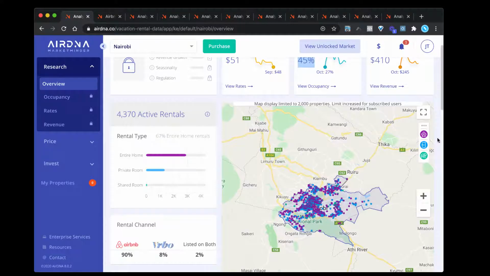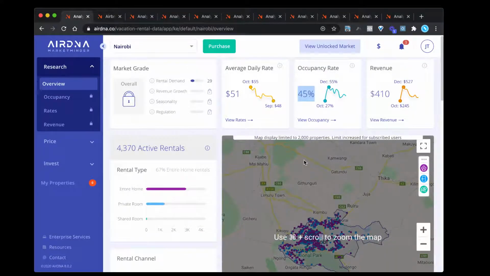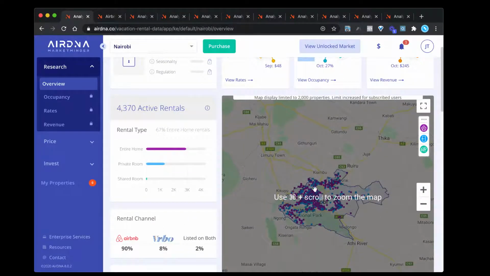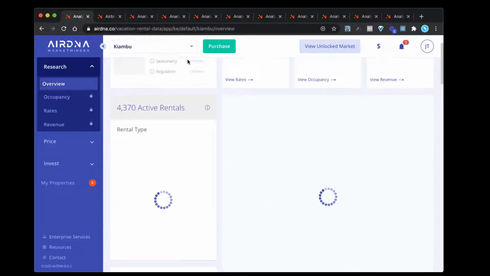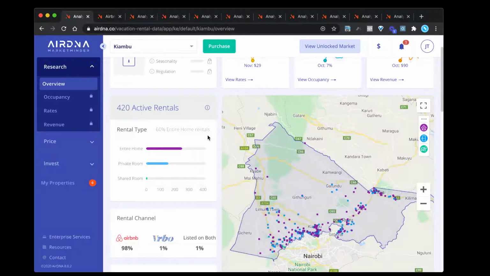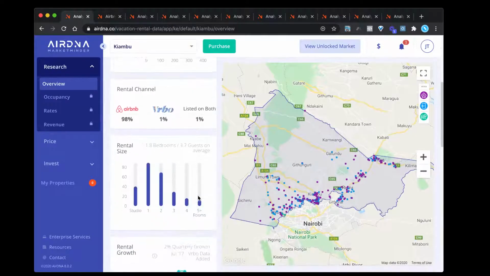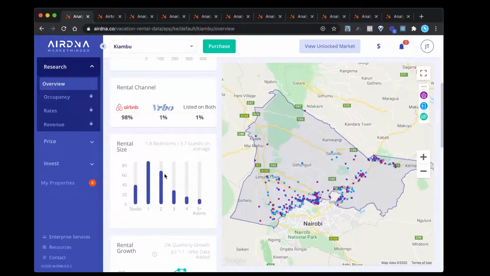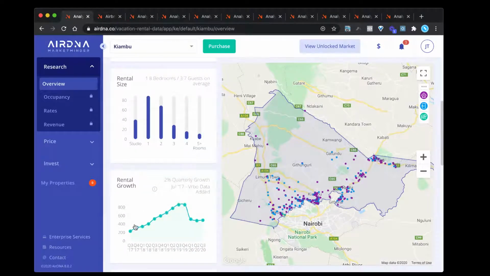If you want to look at neighboring locations to Nairobi, maybe Kiambu, I just clicked on it and now it's reloading to show you Kiambu. It was 4,000 rentals in Nairobi Central, but Kiambu has 420 rentals. It shows you the breakdown: how many homes, how many private rooms, the rental size, and you see most of them are 1 bedroom or 2 bedroom. Here's the rental growth, all the way from 2017 and how that's grown.